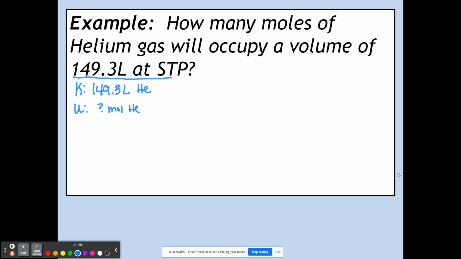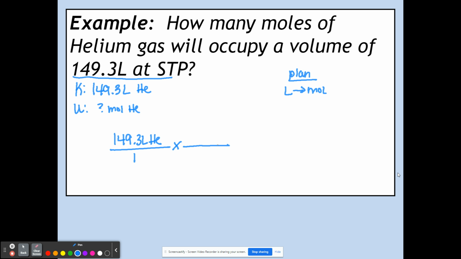It is important that you make sure as you're doing these problems, you're still writing all of your units down, because in our next chapter, in our final chapter, we're going to be going from units of one thing to units of another thing. So just want to make sure we are writing units. So for our plan, it's going to be one step. We're going to go from liters to moles. Start with my known, 149.3 liters of helium over 1.